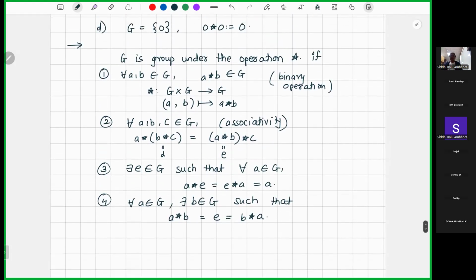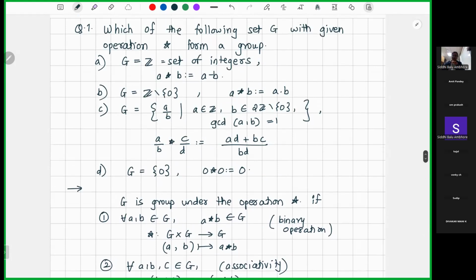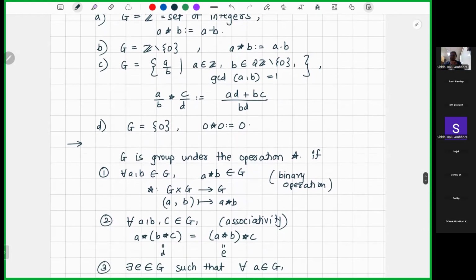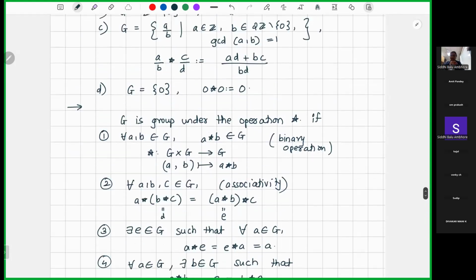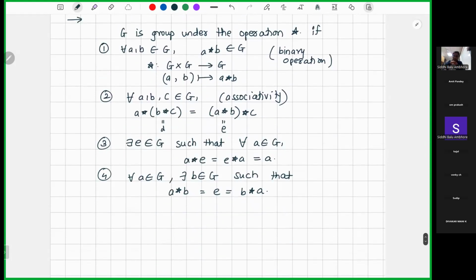So these are the conditions which a group must satisfy. As someone suggested, this first option is not a group. So which of the conditions is not satisfied by this group? First one is: my G is Z and A star B is A minus B. So which condition is not satisfied?